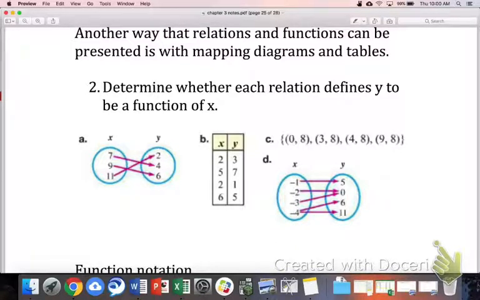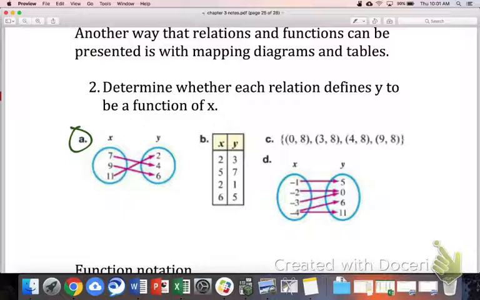So let's take a look at these examples. I'll do maybe one of them with you, let you guys work through some other ones, just to see how it goes. The instructions here say, determine whether each relation defines y to be a function of x. In other words, another way to ask this question would be, which of these pictures represents a function and which of them does not?